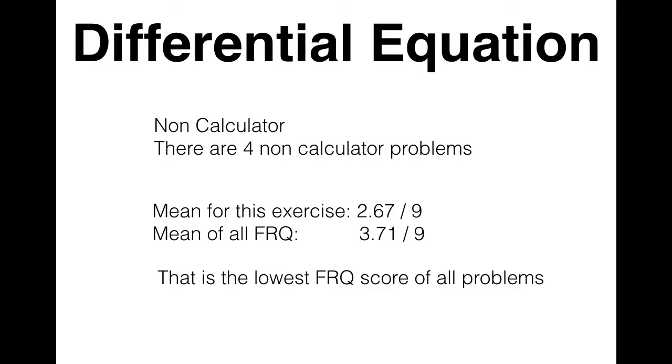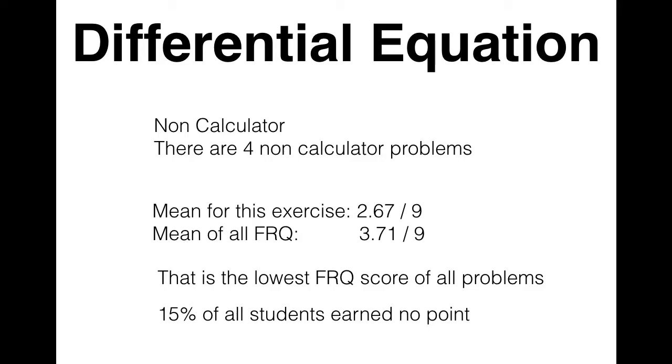Welcome again. Today we'll have a look at an FRQ from 2015 about differential equations. On this FRQ, students did quite poorly with a mean of 2.67 out of 9. It was the lowest score of all AP FRQ questions in 2015. 15% of all students earned no points.